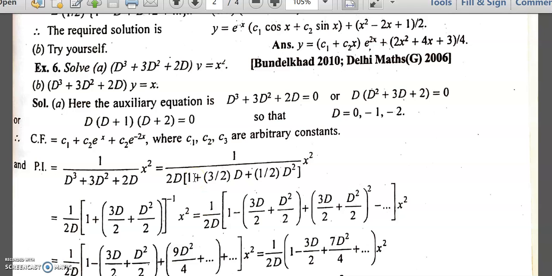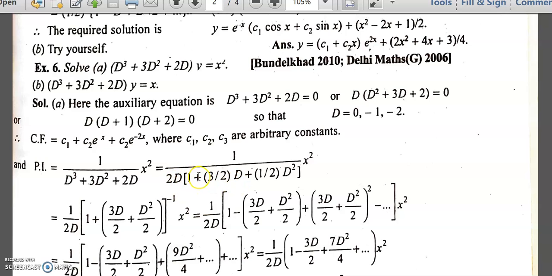Just keep in mind that you need to use these formulas, and this way you can do it. Here, all the time we need to get a form like 1 plus x. That is why we take 2d common. Some of you might ask me, why, sir, do we take 2d common here? Because we need to form it like 1 plus x, right?